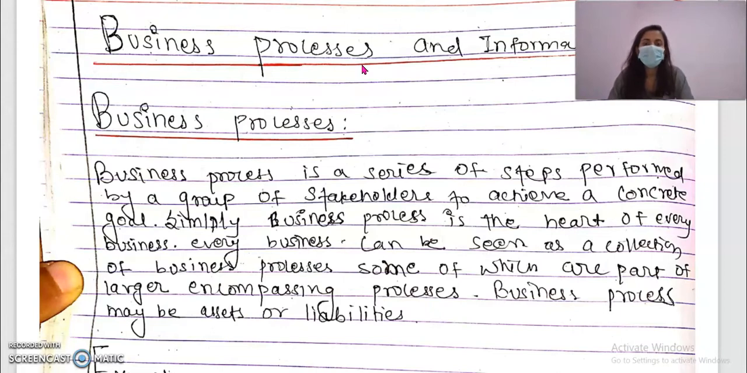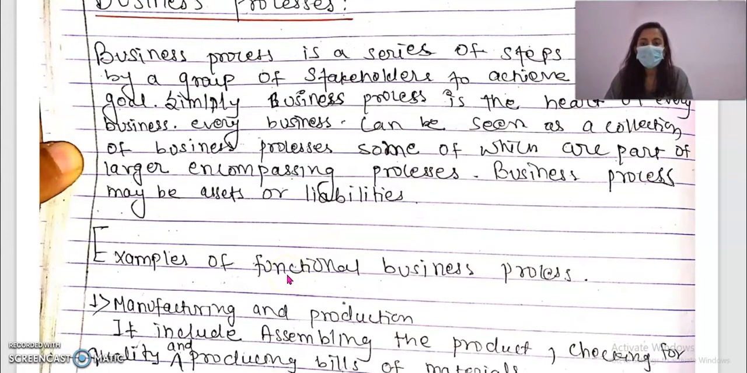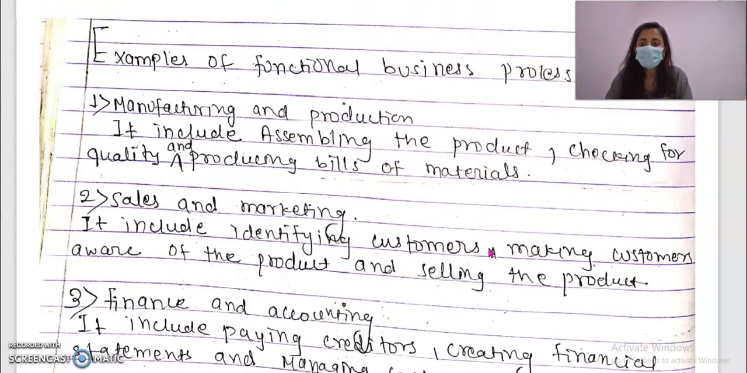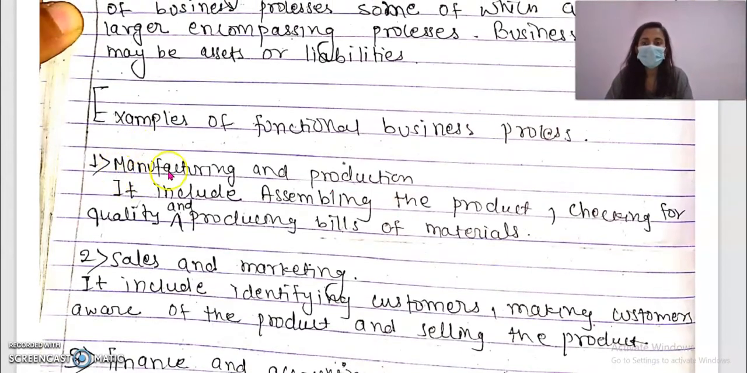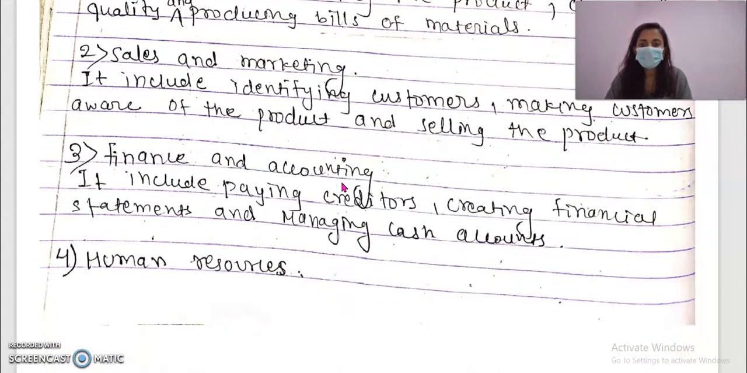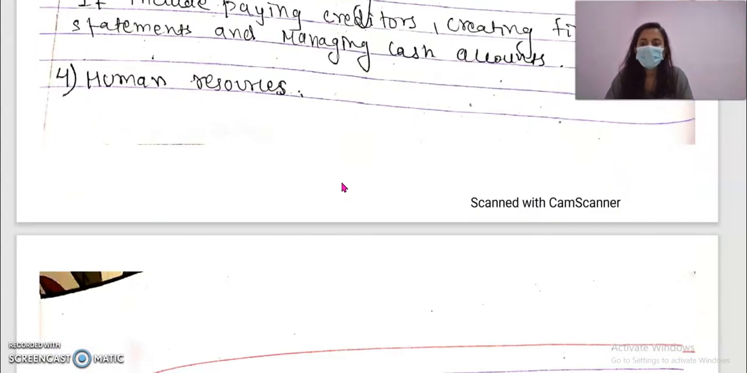Business Process. Write this business process definition as this. And now the example of functional business process. The examples of functional business process are manufacturing and production, sales and marketing, finance and accounting, human resources.